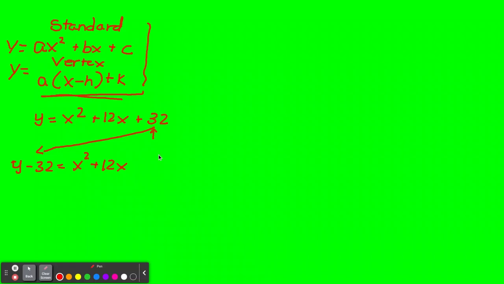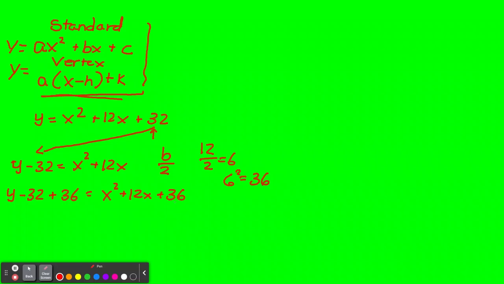Now we have this x squared plus 12x. For the b term, you're always going to take the b term and divide it by 2. In this case we get just a coefficient, 12 divided by 2 is 6, and then square it. This is completing the square. You get 36, and you're going to take that 36 and put it on both sides. So we have y minus 32 plus 36 equals x squared plus 12x plus 36.